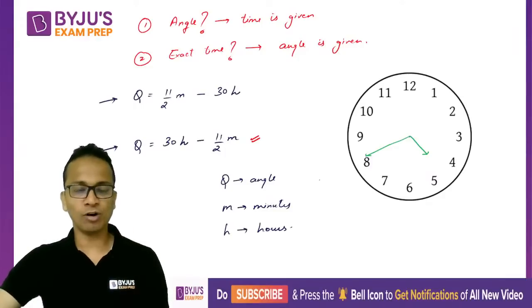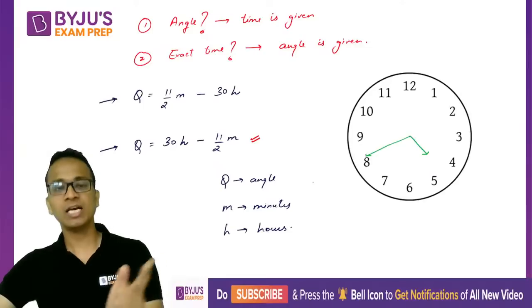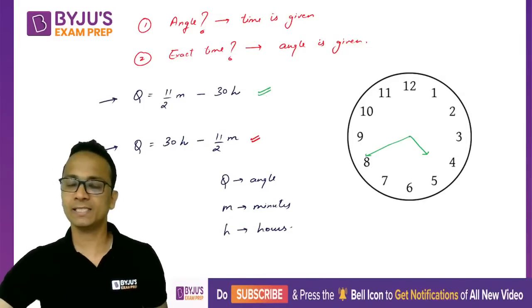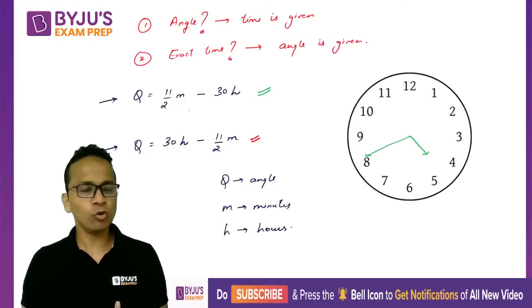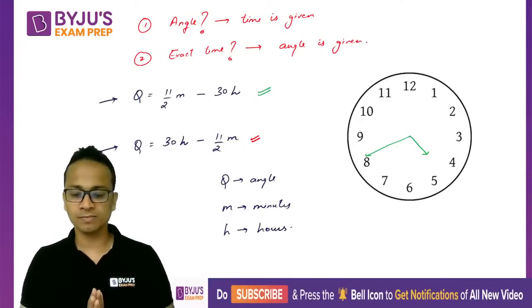So we'll be using the formula in which minute hand will come first, and H will come later. So we'll be using the first formula in this case. That's it. This is what you need to remember. Rest we will practice with some questions. Don't worry about that.